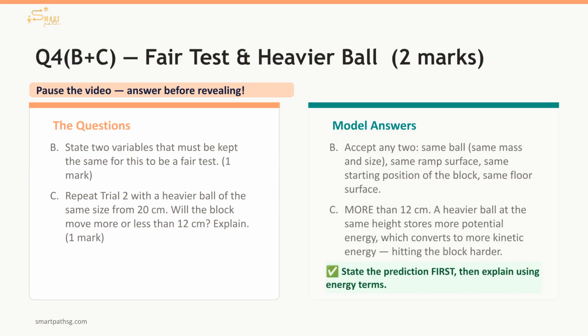Part B. For a fair test, only one variable should change, that is the height. You must keep variables like the ball, ramp surface, and the block starting position the same. Part C. For a heavier ball, it moves the block more than 12 centimeters because it stores more potential energy at the same height, converting to more kinetic energy and hitting the block harder. Remember, always state your prediction first, then explain.